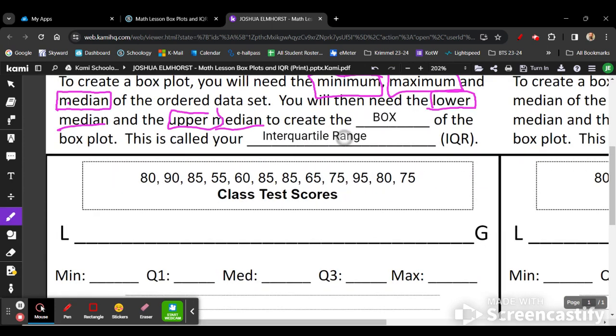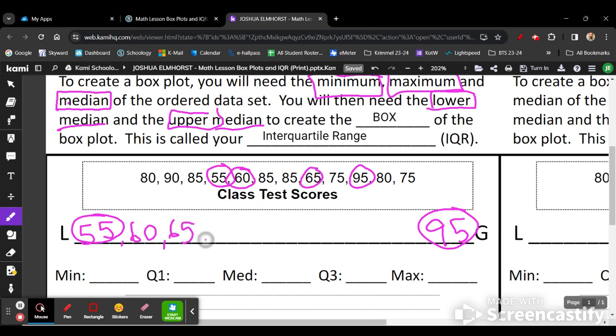First thing, organize your data from least to greatest. Look at your data set. What is the lowest test score? 55. And what is the greatest test score? 95. So we're going to identify those on the left side and the right side. You might have to write a little smaller. And going back to the 55, what's next? 60. And then 65. 75. There's 2 of them. Got 80, 80.